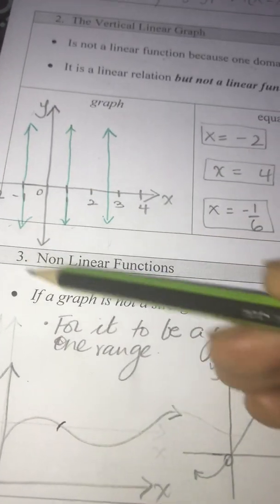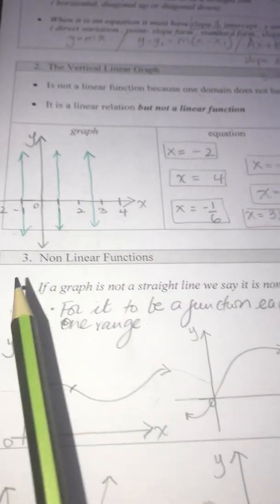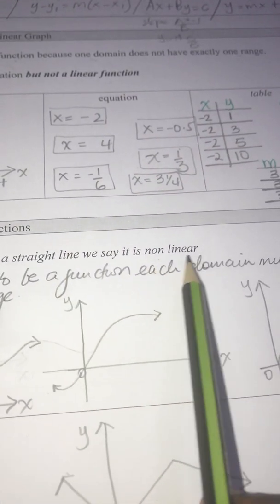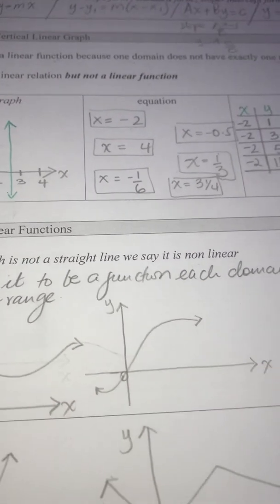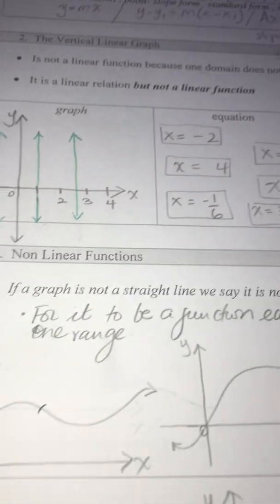Now, you'll also see nonlinear functions. If a graph is not a straight line, we say it is non-linear. Non-linear means you're not straight, okay?